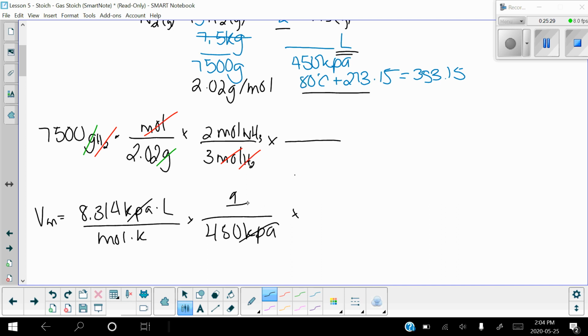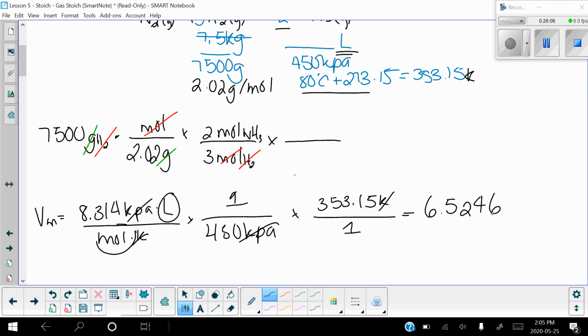And then I'm going to multiply by my temperature, 353.15 Kelvin. Kelvin and Kelvin cancel out. We're left with liters per mole. That's great. That's units of molar volume. Okay, once we calculate that out, I get a molar volume of approximately 6.5246 liters per mole. Good practice here.